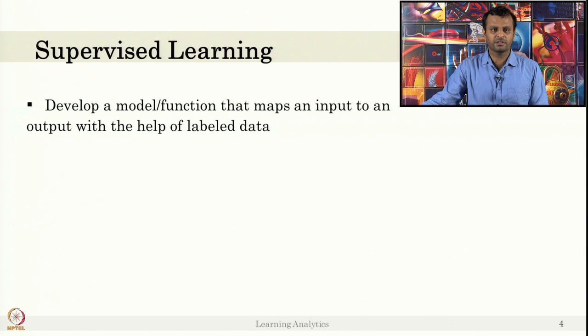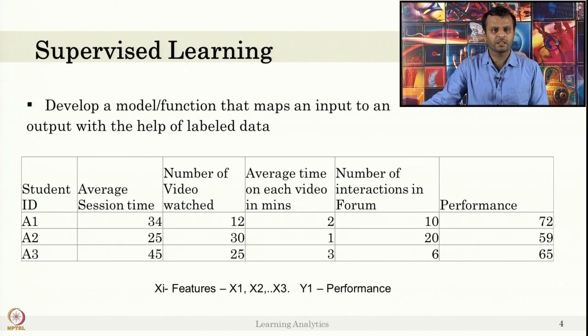Let's start with the supervised algorithm. A supervised algorithm develops a model or function that maps an input to an output with the help of labeled data. So you have to find the mapping between the input and output. What is input and what is output? Let's see. For example, you have collected the data of students, three students here.